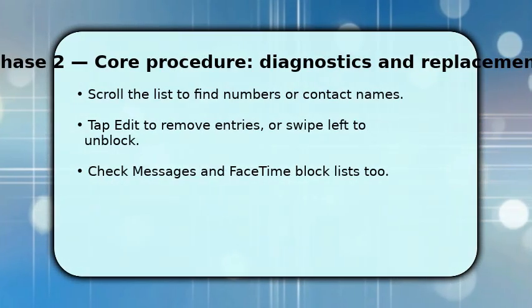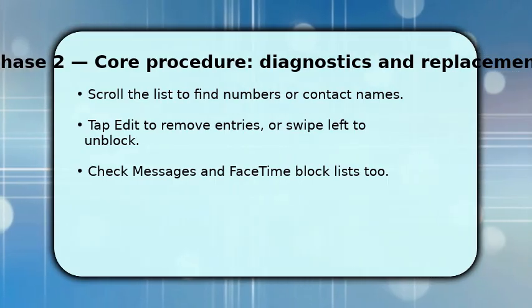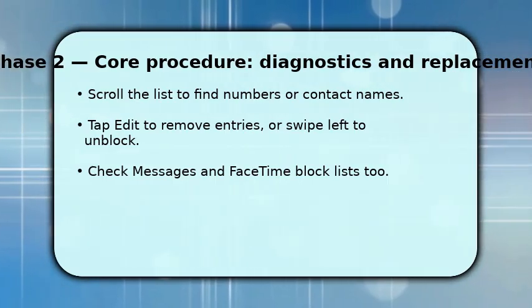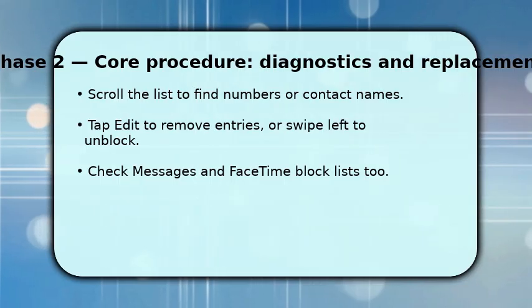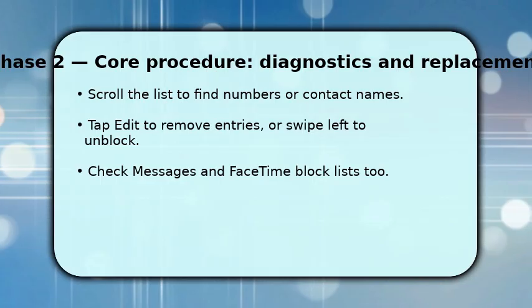Now inspect each entry to learn why it was blocked. Look for contact names, full numbers, and country codes. You can swipe left on an individual entry to reveal unblock, or tap Edit to manage several at once. Use this when reviewing a batch.